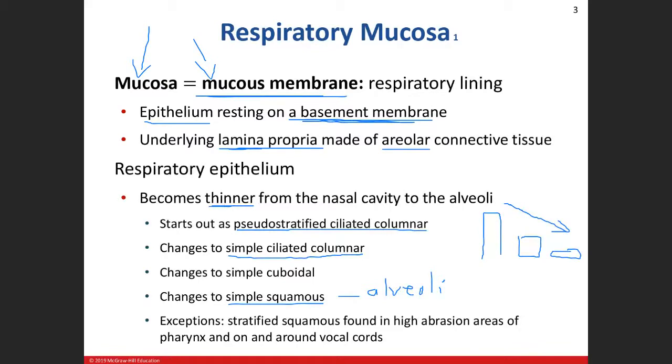Then we'll transition further down into the simple cuboidal and eventually into the simple squamous. Now, there are a couple of areas where we're dealing with stratified squamous. Remember stratified epithelium? That's the multi-layer, thick epithelium found in places of mechanical stress. Abrasion is a form of stress. So we find that around the pharynx, because you're rolling food through your throat, so we need some stratified epithelium there, and around our vocal cords. We'll learn more about that later on.